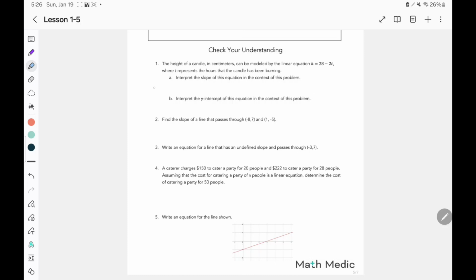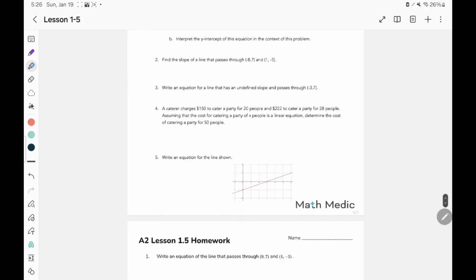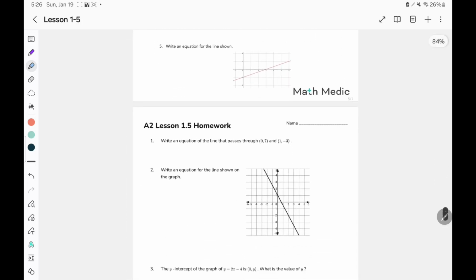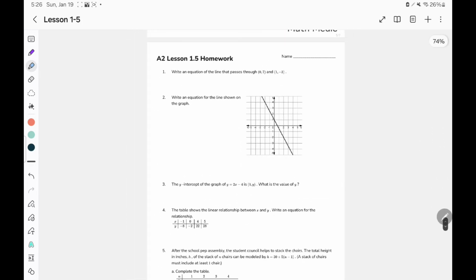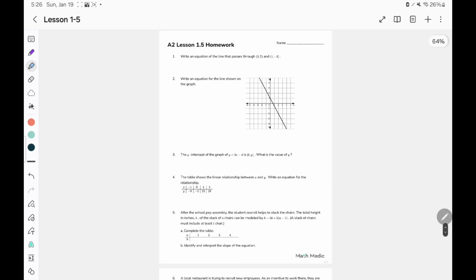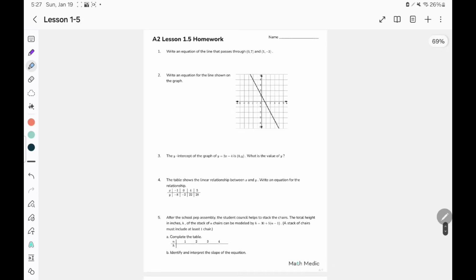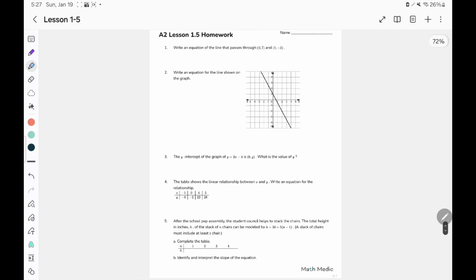Again, just make sure you read over these problems very carefully. We went over everything that we needed to in the notes. Make sure your notes are in your notebook, and you have your homework. So you have the lesson 1.5 homework. That should look like this. You should have a paper copy, but remember, it's also on pair assessment.